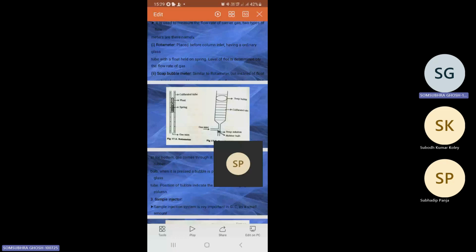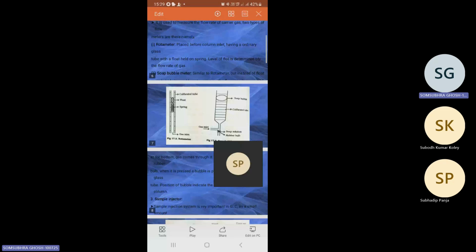So these 2 components again are not the part of the main instrument. They are not the part of the gas chromatography. They are kept aside from the instrument. Separately, they are used and connected with the instrument. So this is an auxiliary or extra component, but very important to operate the instrument.